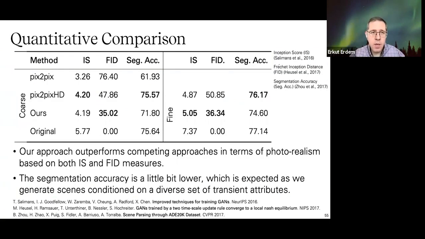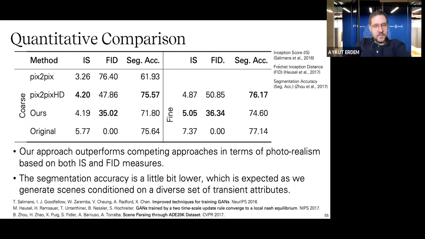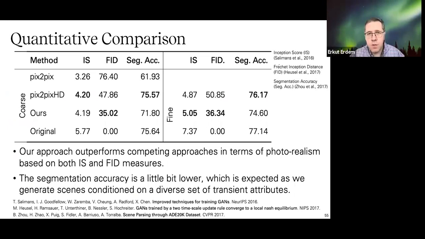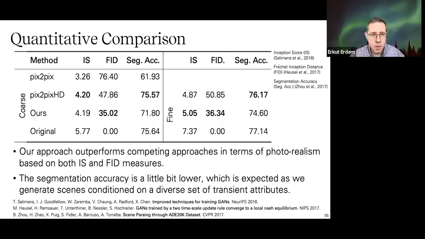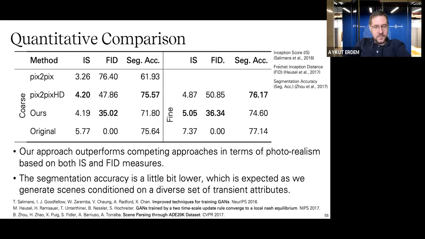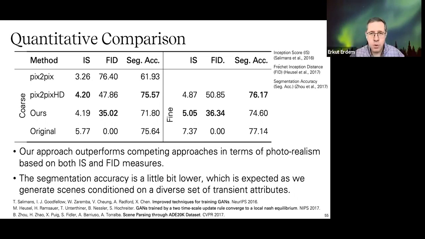We also performed a quantitative analysis as well, and our quantitative analysis includes two different sets of experiments. At first, we use automatic evaluation metrics to compare these baseline models and our proposed scene generation network. And for that purpose, we used two different metrics proposed for evaluating the photorealism of the synthetic images, inception score and Fréchet distance.